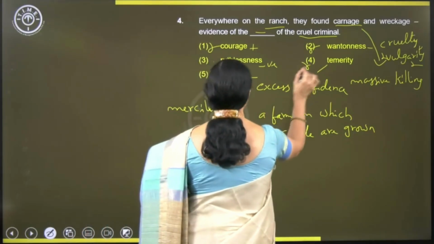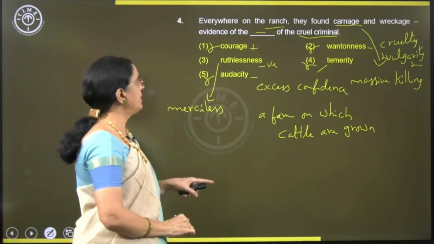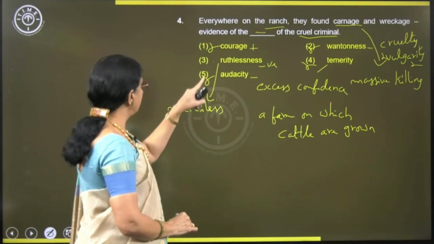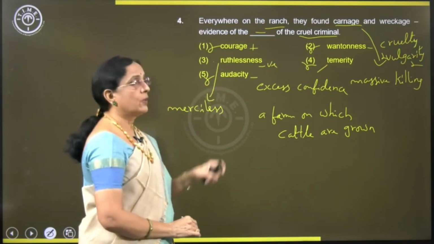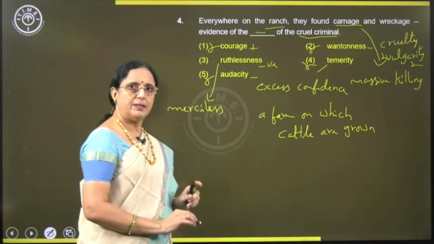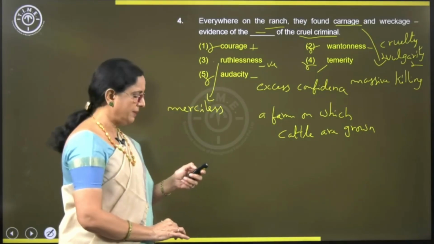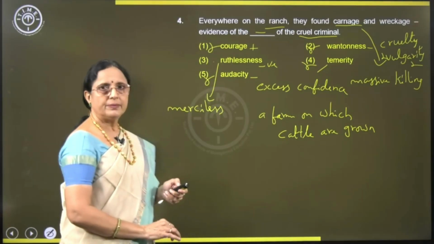So temerity is wrong, audacity is wrong, overconfidence or excess confidence, that's not the point here. So evidence of the mercilessness of the cruel criminal, ruthlessness of the cruel criminal. Am I clear? So merciless, ruthless or say without any sympathy. That's the appropriate word. Clear?